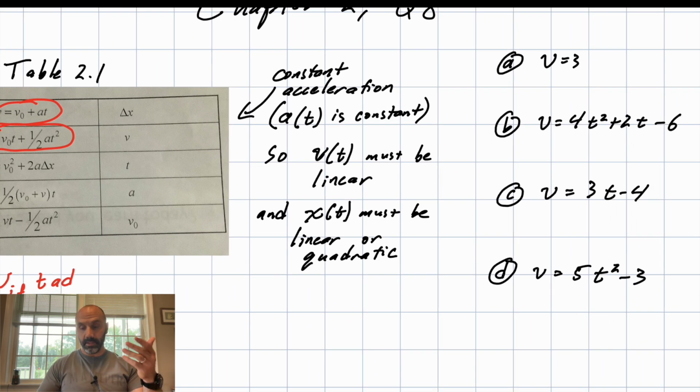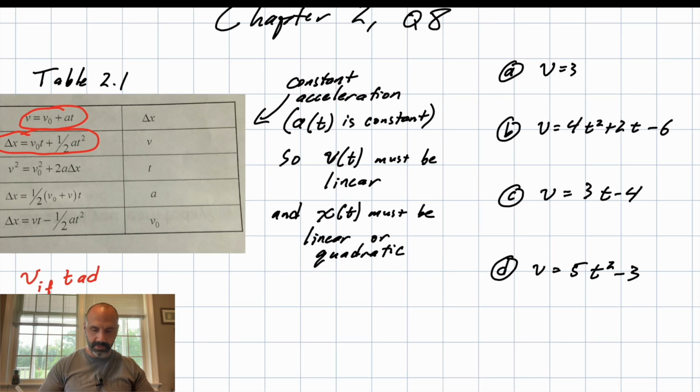So keeping that in mind, just from that quick realization that the v function has to be at least linear, is A linear? It is. It's horizontal, but it's still a line. What's the slope of the line? 0. So this is v equals v naught plus at. That could be used because v naught is 3, and the acceleration is simply 0.